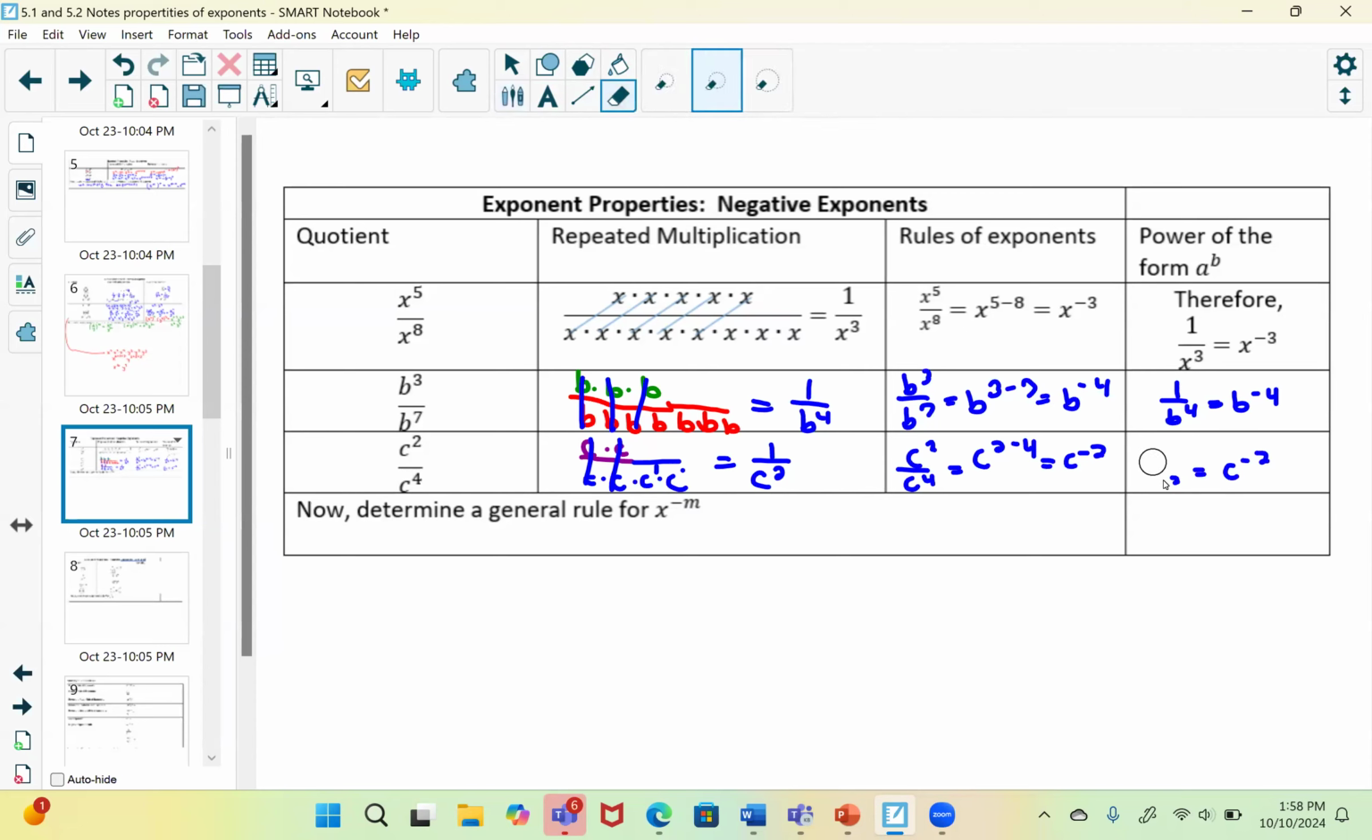Okay. And so if we have a negative exponent, like just x to the negative m, that is the same thing as 1 over x to the m. And so that's how we will do our negative exponents. It becomes 1 over x to the m. And so that's how negative exponents work. And the next video will be a little bit more on negative exponents.